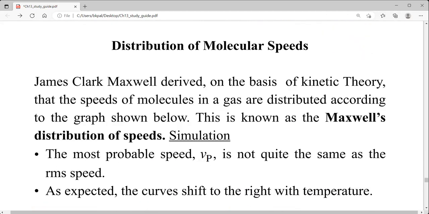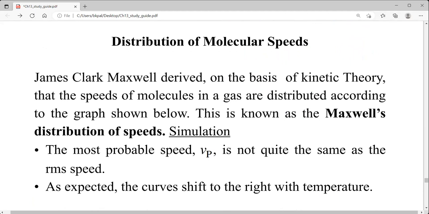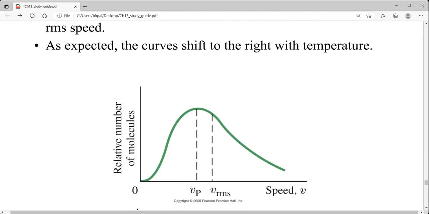The next thing I'm going to talk about is the distribution of molecular speed. Using the kinetic theory of gas, James Clerk Maxwell derived the speed of molecules in a gas, and he showed that the distribution is something like this. On the x-axis we have the speed, and on the y-axis we have the number of molecules. This graph tells us that this peak point is the most probable speed.